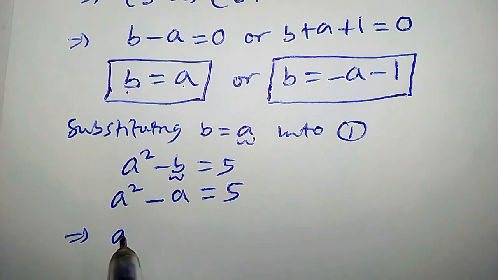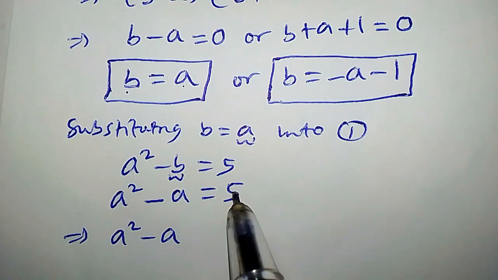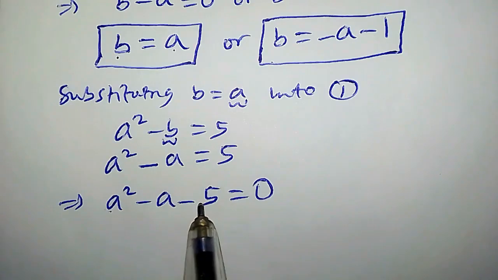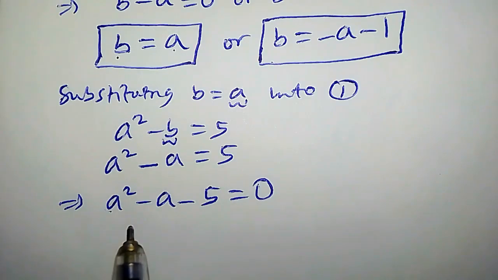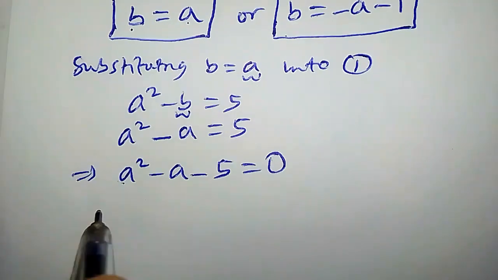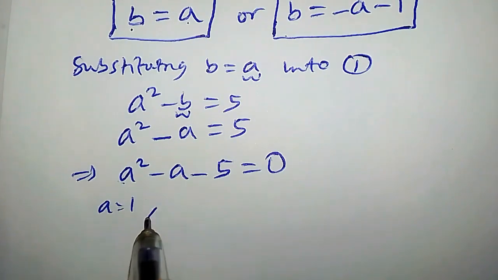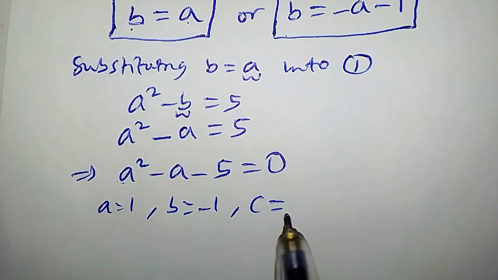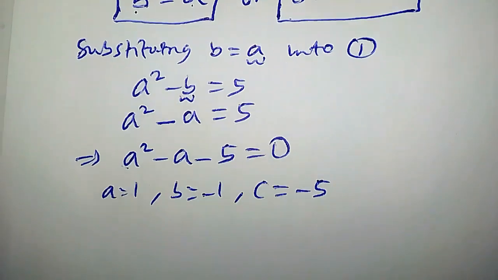This implies that a squared minus a, when 5 comes to the left hand side, we have minus 5 equal to 0. This is a very nice quadratic equation, but it is not factorizable. We can solve it using the quadratic formula. This means that our a is equal to 1, our b is equal to minus 1, and c is equal to minus 5. What does the quadratic formula say?